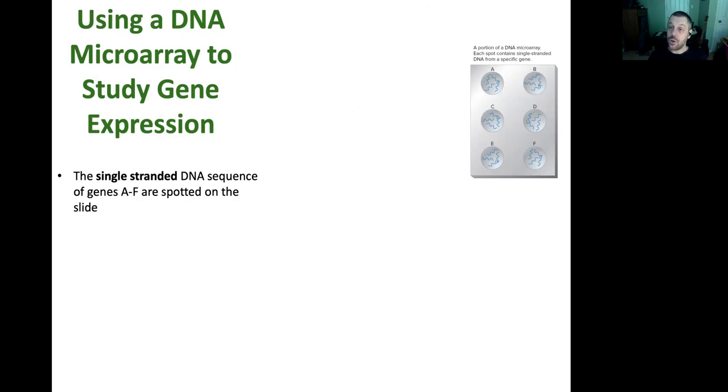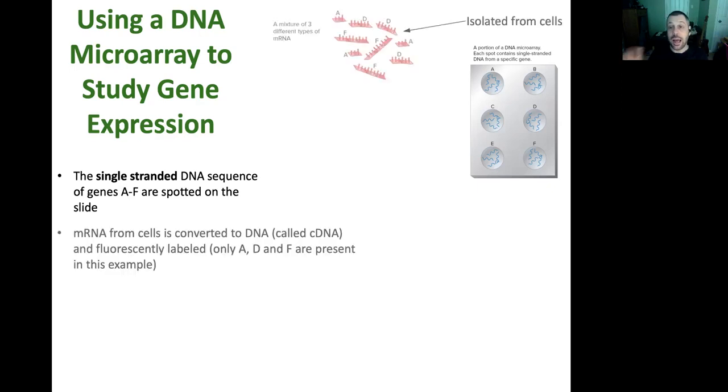A is in the top left-hand corner of the slide, F is in the bottom right-hand corner, and we know what sequence is present on each one of those dots, and that sequence is the sequence of a specific gene in the genome. And what I can then do is, if I have, for example, some liver cells growing in a dish, and I want to ask what genes are expressed in those liver cells and at what levels, I can do that.